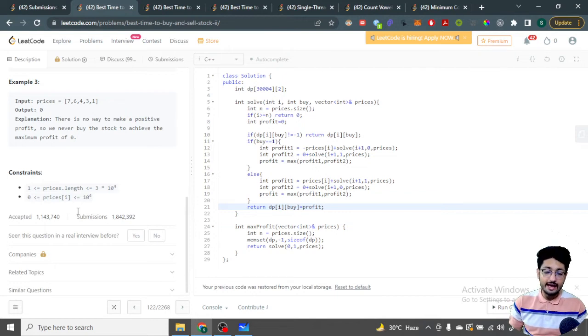Else, if the buy is not equal to 1, which means that you have a stock in hand and you have to sell it, so you have again two states. Either you sell it, so if you sell it, the price's value will be increased, like plus added in the solve value in the profit one.